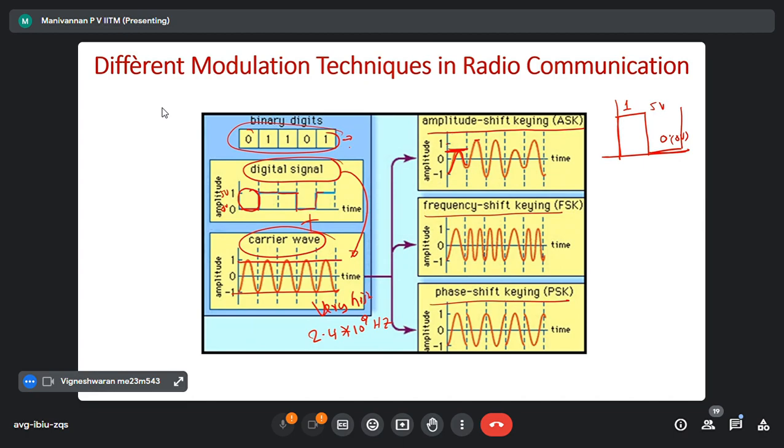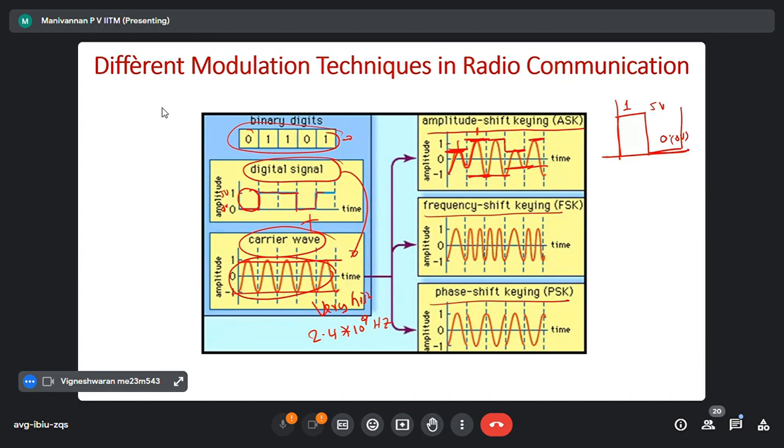When I want to transmit 1, what did I do? The carrier amplitude went to full height. Correct? Full height. Again, I wanted to transmit the next bit, and the carrier is full height. See the height of this one. Then this is 0. Again, the carrier is reduced to half. Again, the last bit is full. So this is called amplitude shifting. The amplitude of the carrier was shifted between 0.5 and 1.